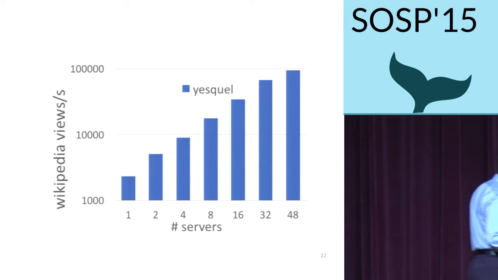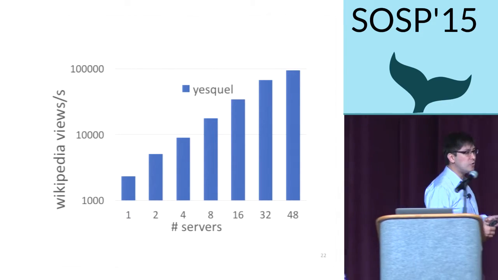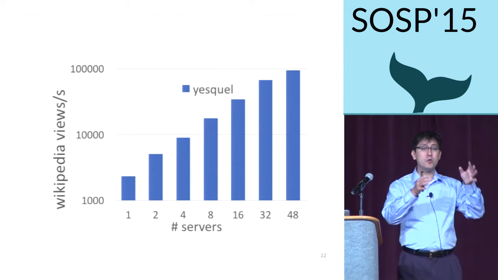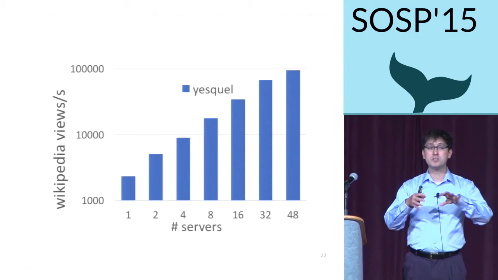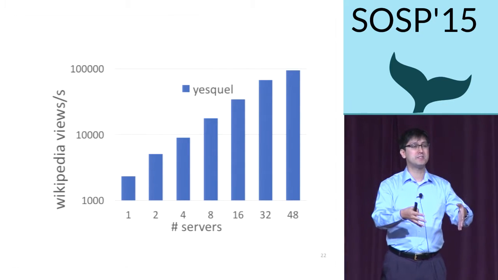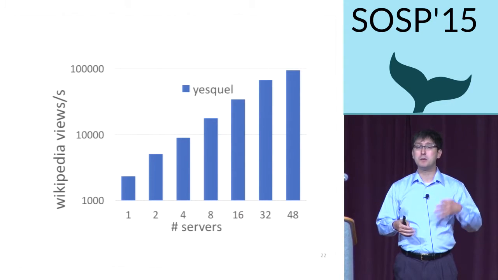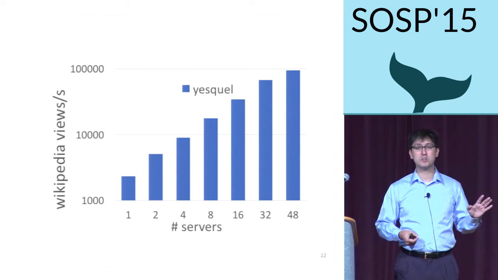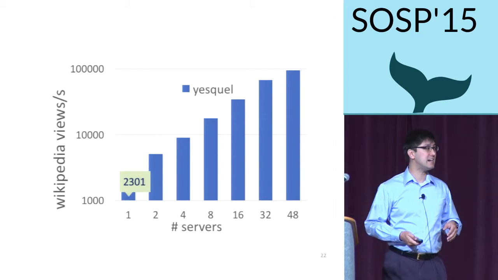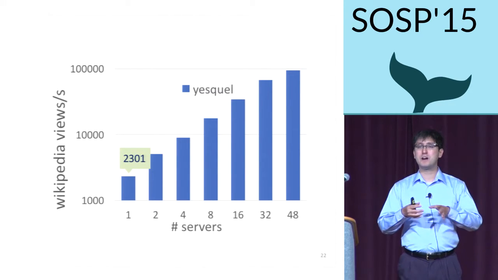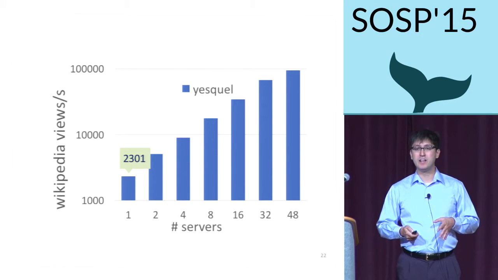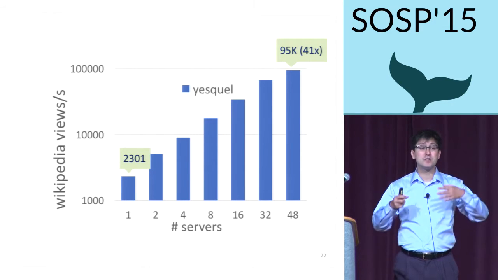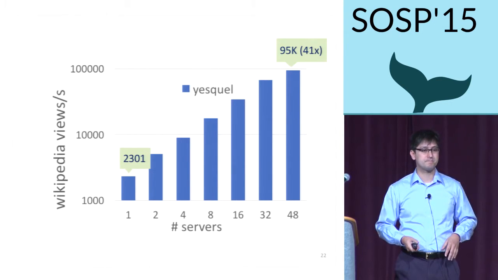The second graph I wanted to show you is how Yesquel behaves with the SQL queries of a real web application, in this case, Wikipedia. We took the SQL queries that Wikipedia generates when you search for an article, and we fed those SQL queries into Yesquel, and we measured how many page views per second of Wikipedia Yesquel can serve. These are the results from 1 to 48 servers. With one server, we can serve up to 2,300 pages per second, and that number scales by a factor of 41 with 48 servers, which is not perfect scalability, but it's pretty good.